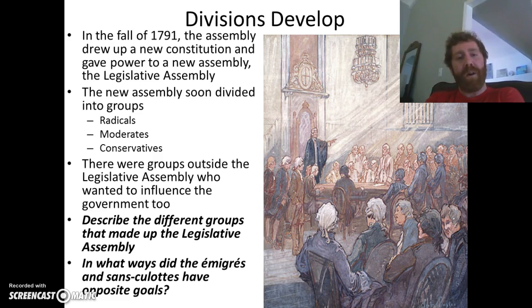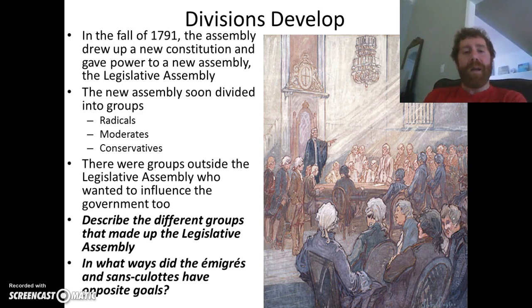The radicals sat on the left side of the assembly hall. They wanted sweeping changes to the French government, including abolishing the monarchy. The moderates sat in the center of the assembly hall. They wanted some changes, but not as many as the radicals. And the conservatives sat on the right side of the assembly hall, and they wanted very few changes, and they wanted to keep the idea of a limited monarchy.